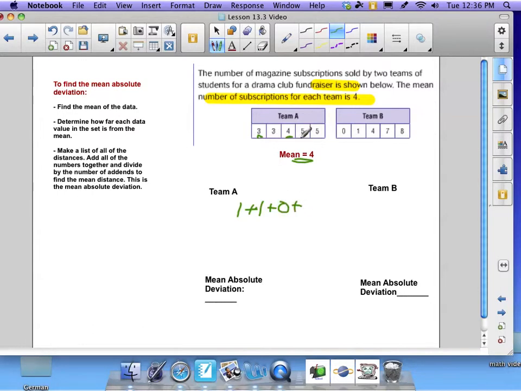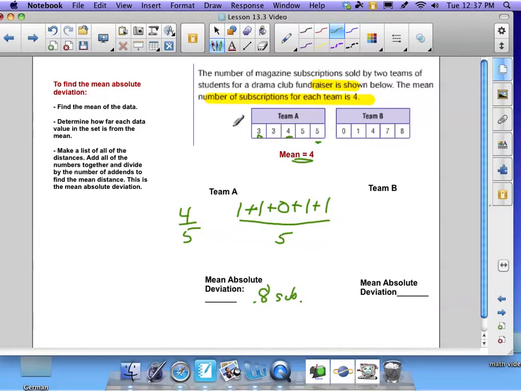The next person sold 5 units. The mean is 4. Okay, so that value is 1 away from the mean. This person sold 5 subscriptions. That's also 1 away. And then, so this is how far each data value is from the mean. We're going to divide by the total number of addends to get the mean absolute deviation. So 1 plus 1 plus 0 plus 1 plus 1. We're going to do 4 divided by 5, and it's 8/10. So the mean absolute deviation is 8/10 of a subscription.